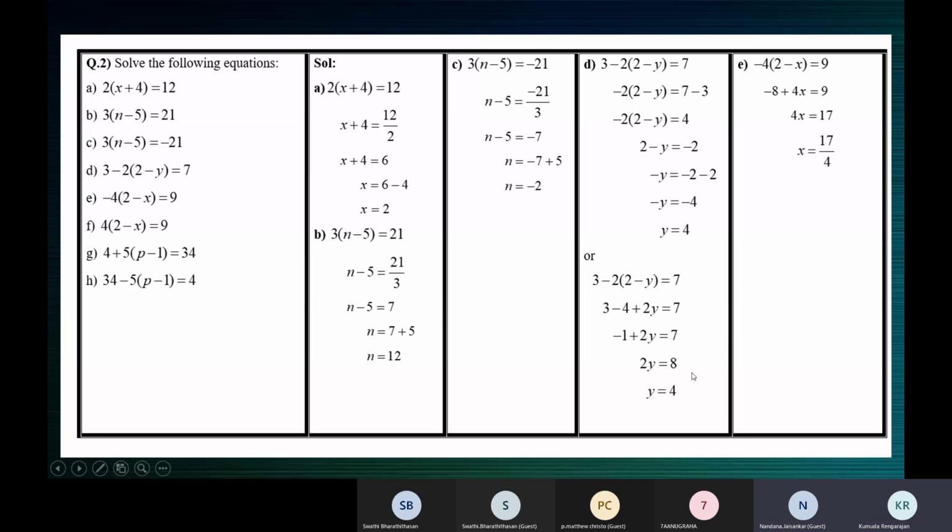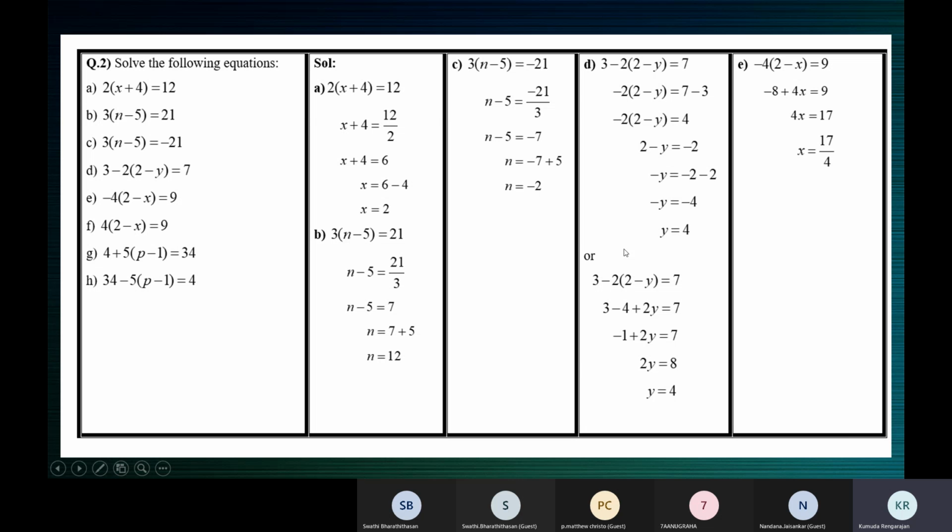Now the alternate approach. This is the equation. We can open up the bracket by multiplying. So write 3 as it is. Minus 2 into 2 is minus 4. Minus 2 into minus y is plus 2y. How do we multiply? You should multiply minus 2 with the first term 2. Then you must multiply minus 2 with the second term minus y.